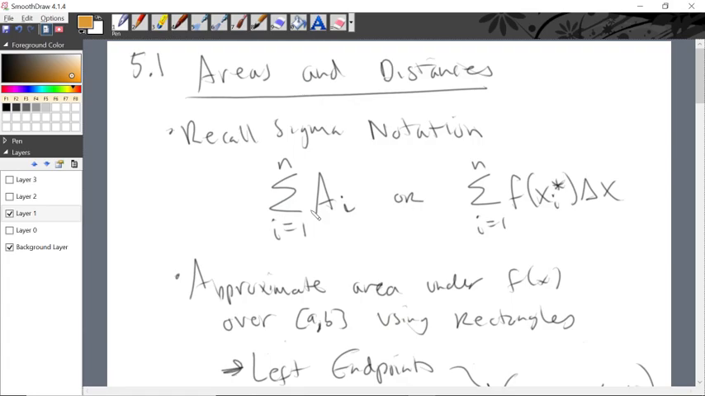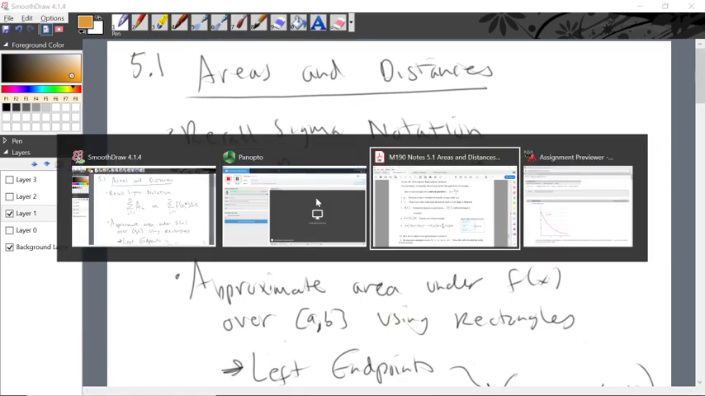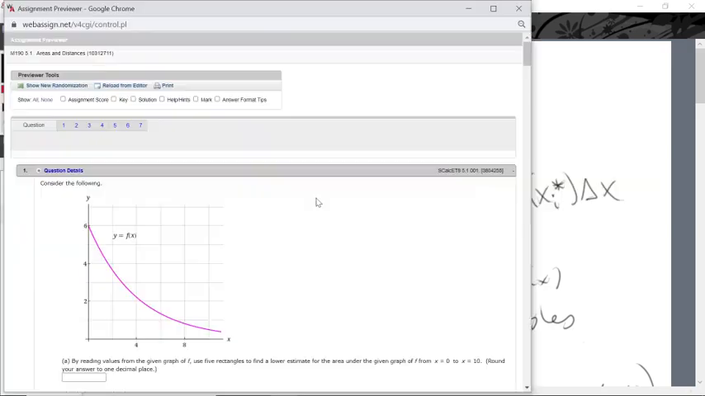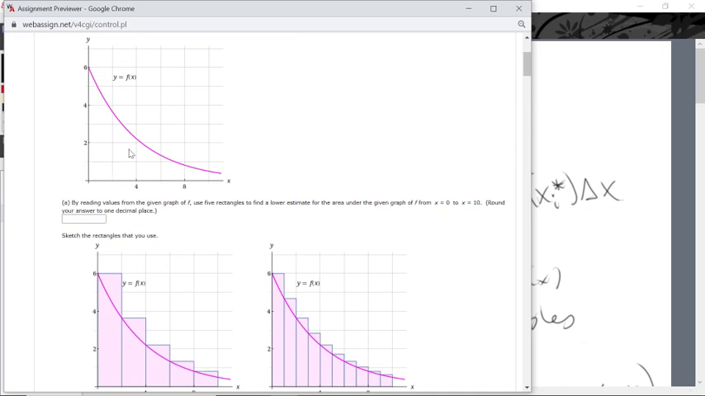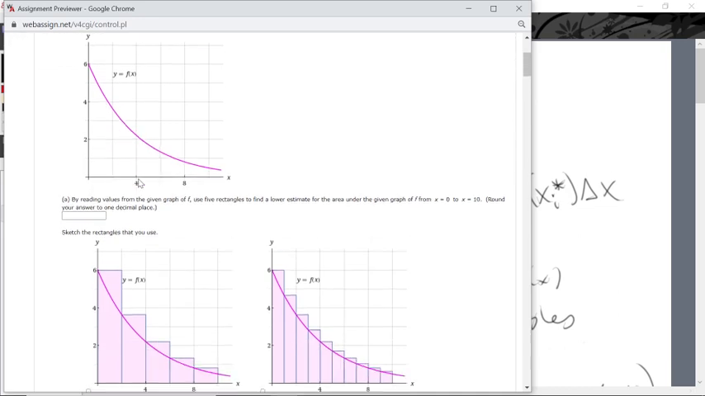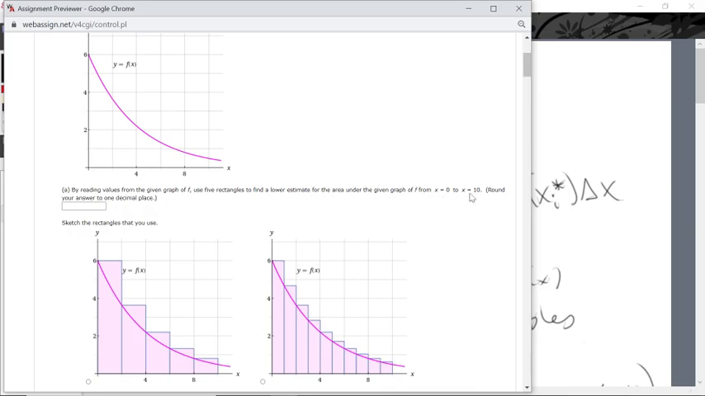So we've seen left endpoint, right endpoint, midpoint. We've seen how you can do this with functions that are continuous, whether you have the symbolic function. We can also see how we could do it if we had just a graph. Here's a graph right here, from x equals 0 to x equals 10, and we don't have the symbolic function. Just y equals f of x, here's the picture.